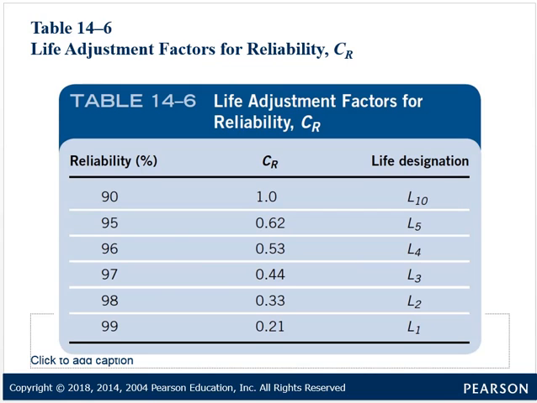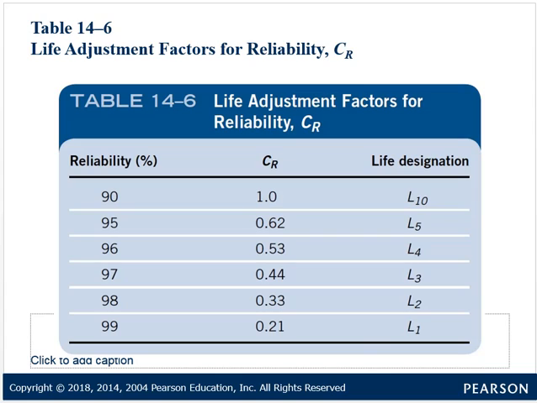Now I included this slide right here just to talk about how bearing life is designated. Bearing life is designated primarily through a statistical process. Bearing manufacturers will run lots of data and determine at what point their bearings are going to fail. And typically the life is reported in a bearing manufacturer's catalog as 1 million revolutions.